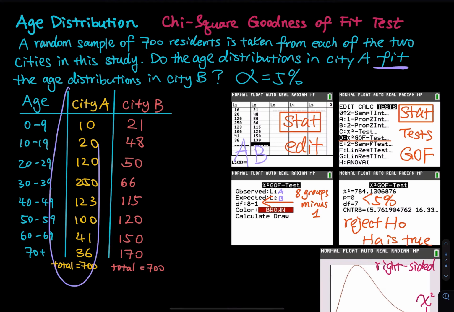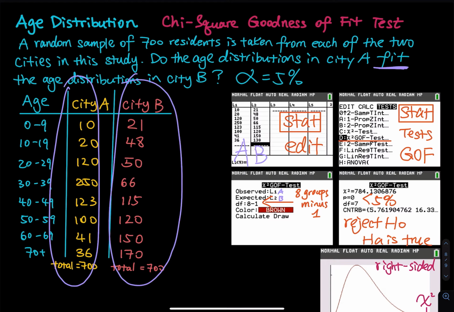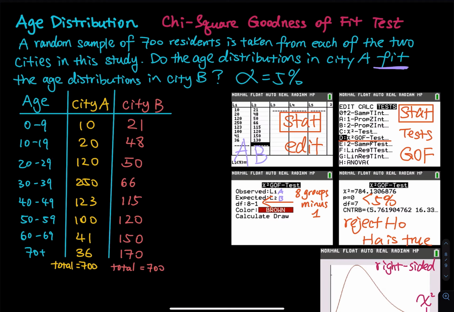So I have city A and city B. The question is, can I fit city A to city B? Does A fit B, yes or no? All right, so here is the null hypothesis. The null hypothesis is always fit. And the alternative hypothesis, which is the opposite, is not fit.